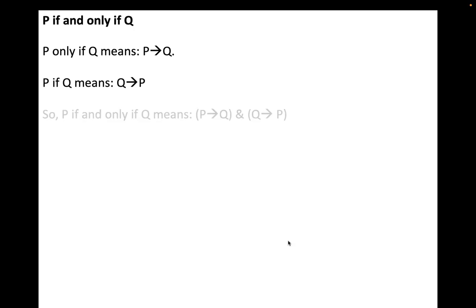So if we put those together, we get P if and only if Q. So P only if Q means P arrow Q. P if Q means Q arrow P. So if we say P if and only if Q, we just mean both of those things. We just mean, because we're saying P only if Q, we mean P arrow Q. And because we're saying P if Q, we also mean Q arrow P. So P if and only if Q means the arrow goes in both directions.